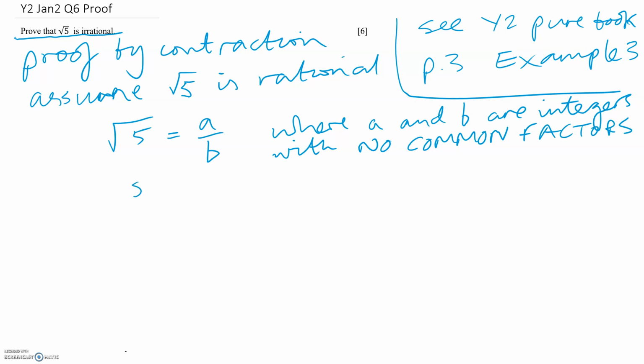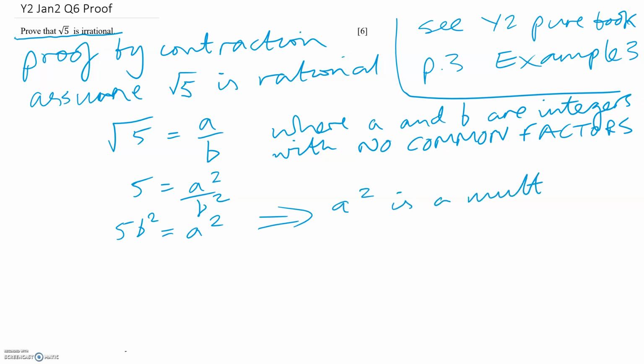Okay, so if we square both sides, we'll get 5 is a squared over b squared, and that means 5b squared equals a squared. So in other words, that means that a squared is a multiple of 5. Now that will mean a is also a multiple of 5.